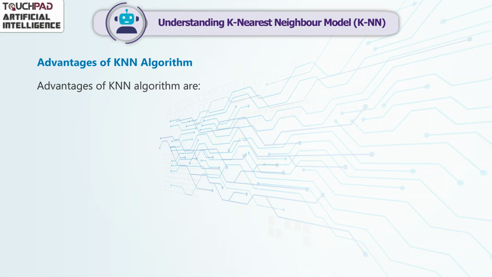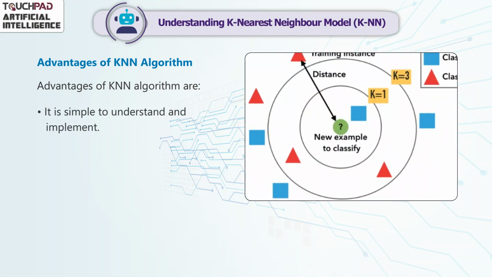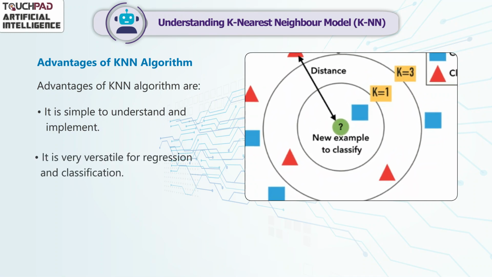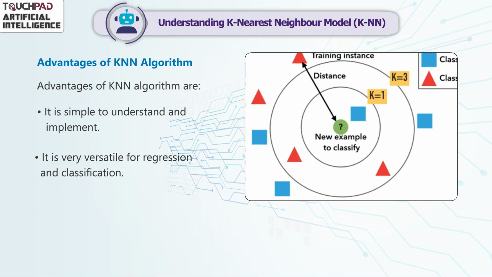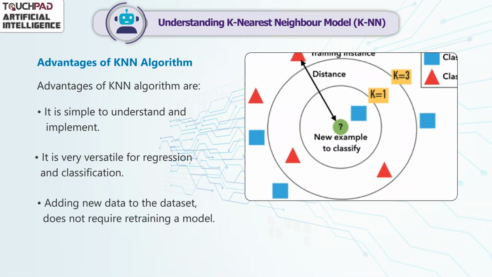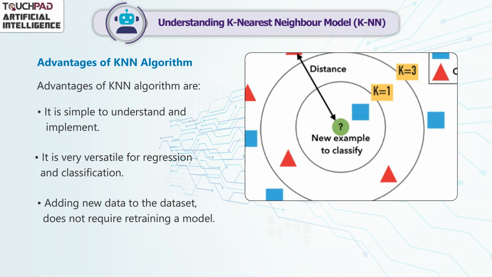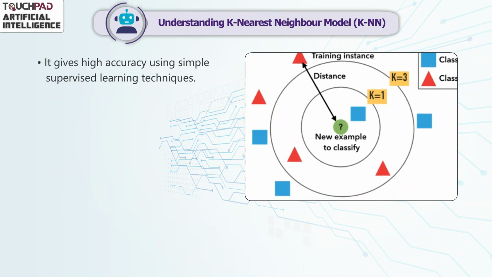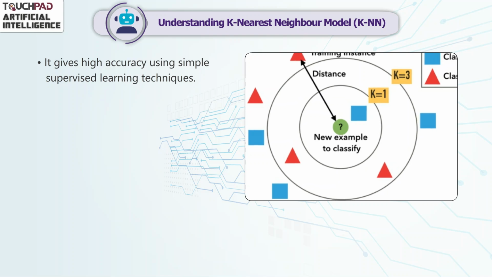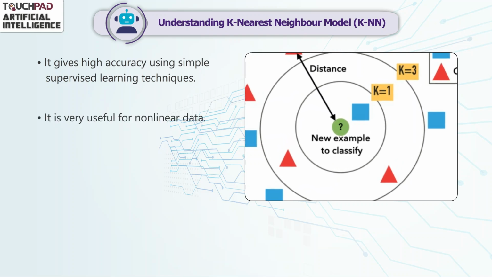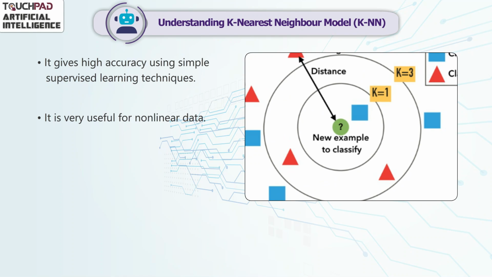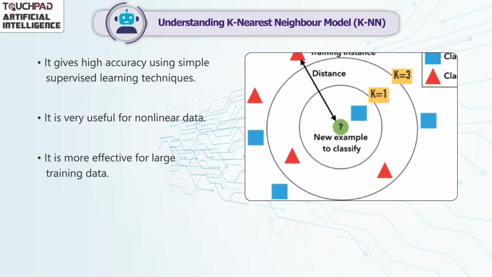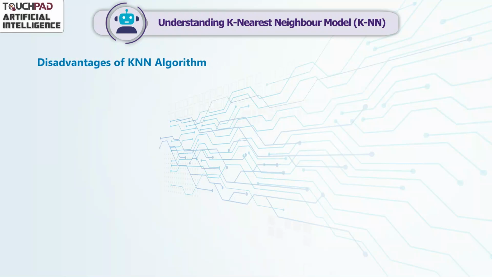Advantages of KNN algorithm. Advantages of KNN algorithm are: it is simple to understand and implement. It is very versatile for regression and classification. Adding new data to the dataset does not require retraining a model. It gives high accuracy using simple supervised learning techniques. It is very useful for nonlinear data. It is more effective for large training data.